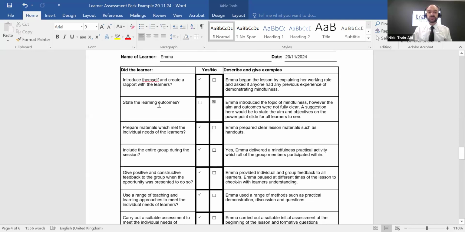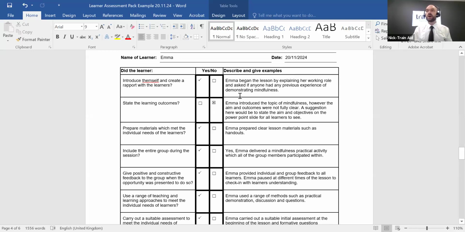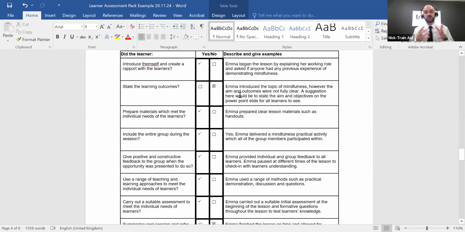With this lesson, did the learner state the learning outcomes? Emma provided just an overview of what mindfulness is, but kind of skipped the aim and outcomes. They weren't fully clear, so I've highlighted that as a key point there. So when teaching the level 3 award in education and training, I always say it's good to have the lesson aim and objectives clearly highlighted on the board as well, so learners understand exactly what they will be covering during the lesson as well.